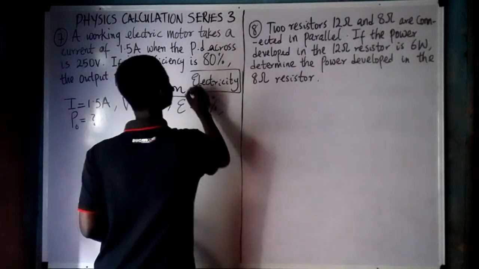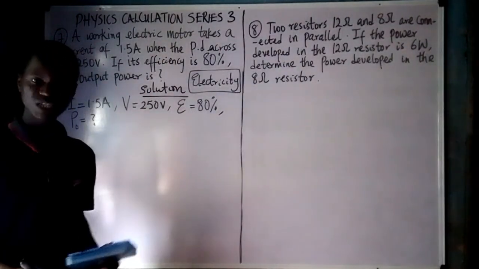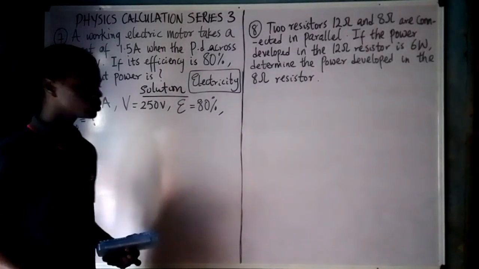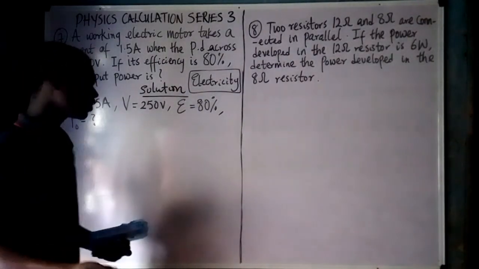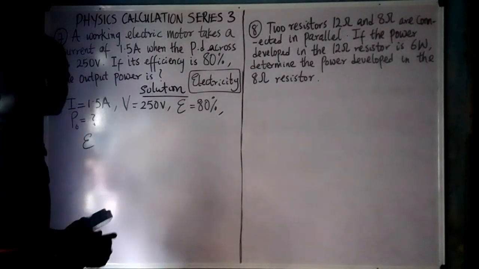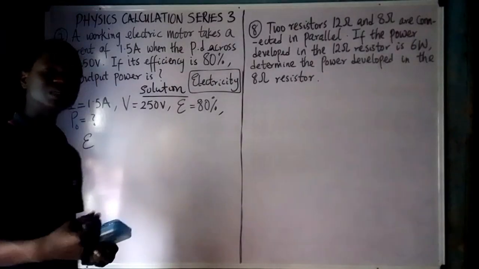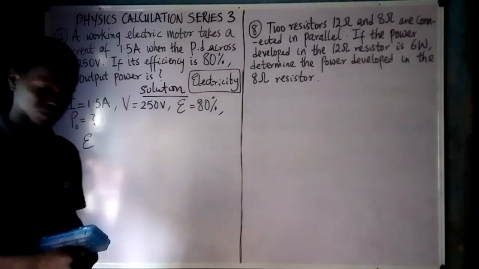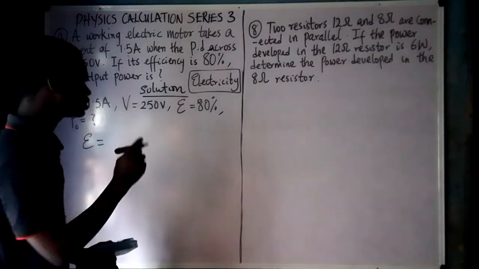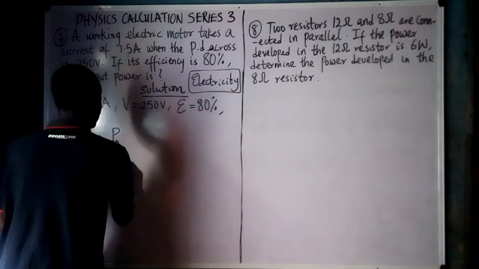So let's see how we can actually solve this question. Now we are told that there is something called efficiency. That brings our mind to efficiency of an electric cell. When you are asked to find efficiency and you are comparing power, in this case we are asked to find output power. Because we are asked to find output power, it means that the input power should be given, is it not? So efficiency, like we know from the formula under electricity, is power output over power input times 100%.